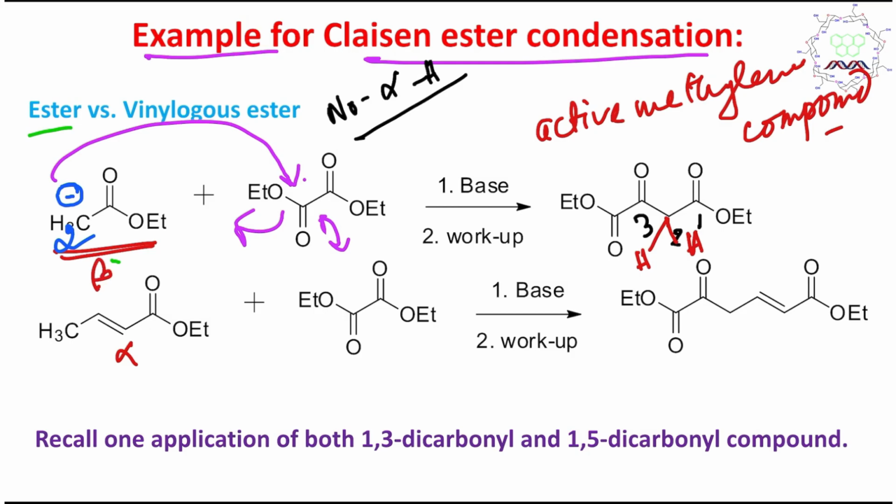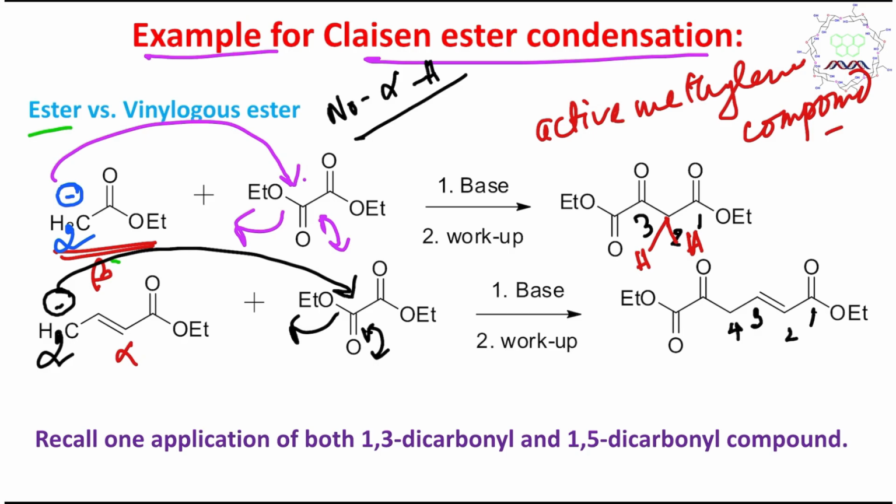This is alpha carbon, this is beta carbon, and in this case the gamma carbon undergoes deprotonation and produces this enolate, and this enolate acts as a nucleophile here and follows the same pathway and ultimately produces 1, 2, 3, 4, 5, so a 1,5 dicarbonyl compound.